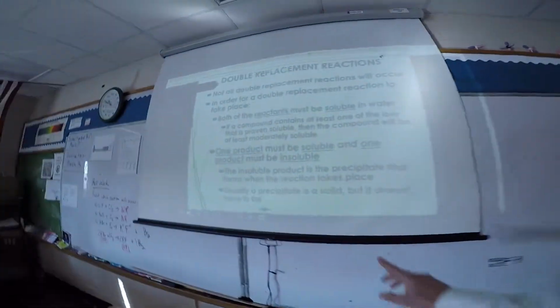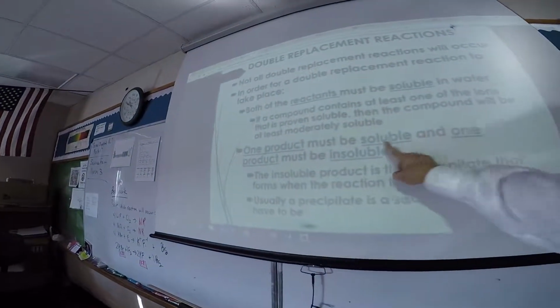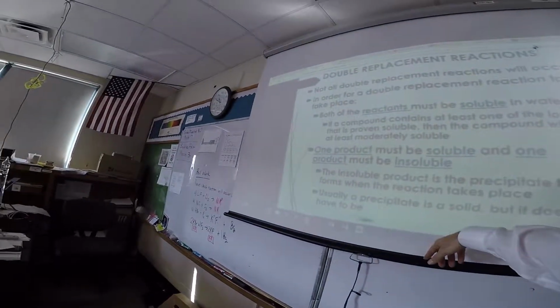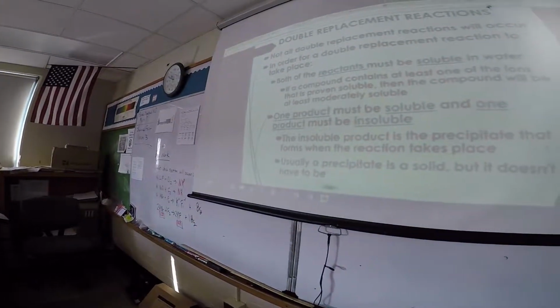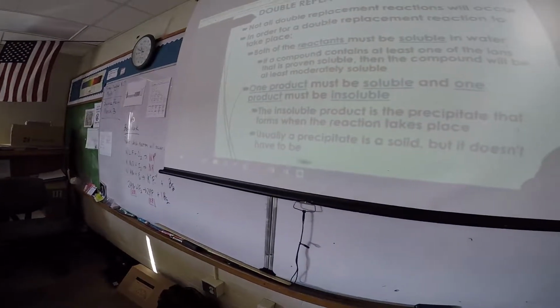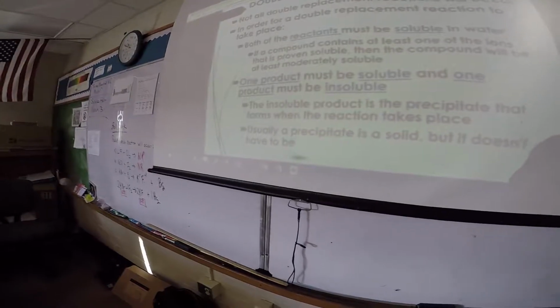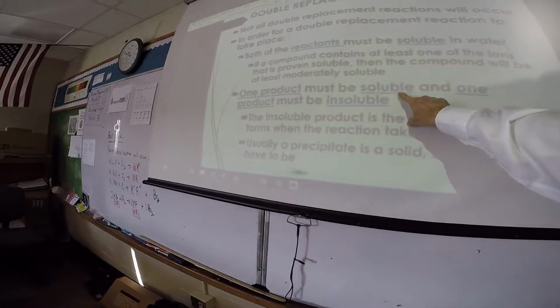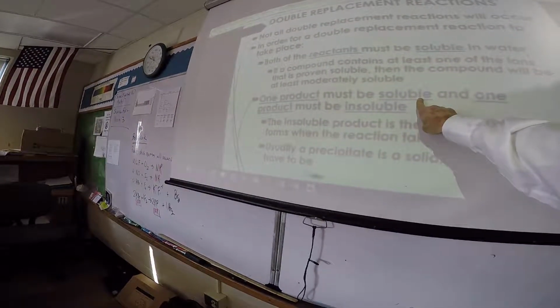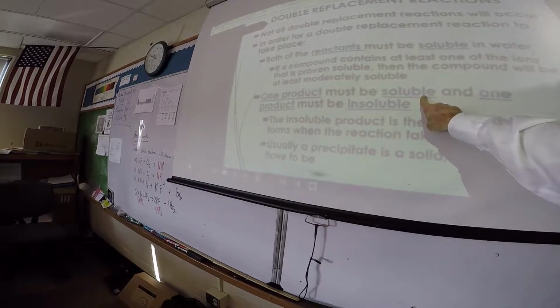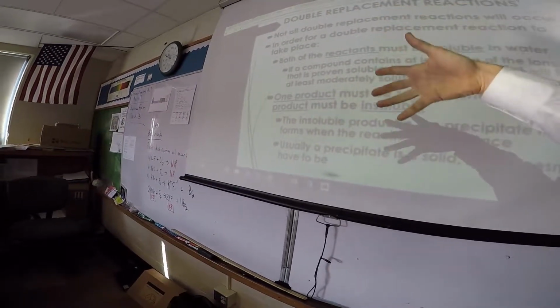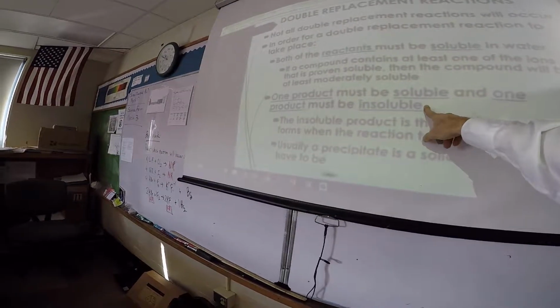Now up here, aqueous is important because it says one product must be soluble and one product must be insoluble. That means it's aqueous if it's soluble. Correction. If it's insoluble in water, it means it's a solid or liquid. So if it's soluble in water, it's aqueous. Like table salt is soluble in water, right? You've seen it dissolve in water. You put table salt in water, like if you're cooking, that's soluble, aqueous.